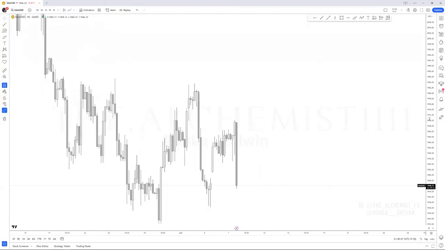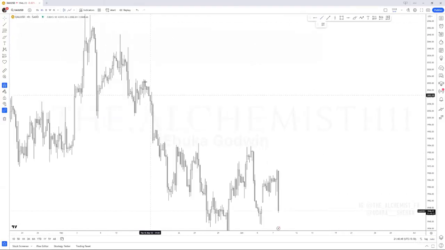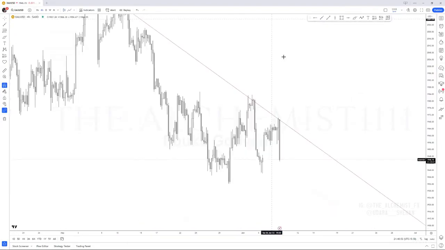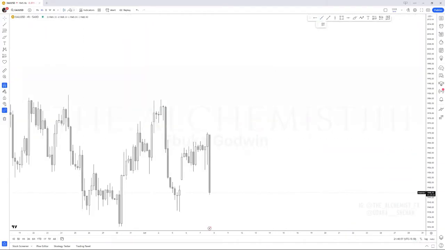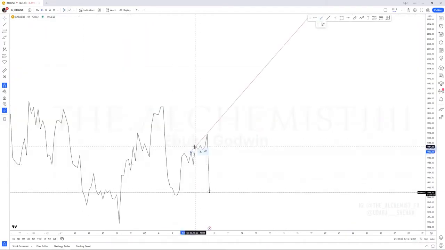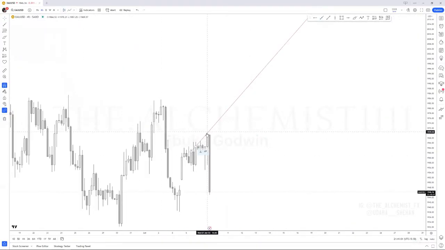Now let's say this trend line wasn't there. I showed you this trend line, right? Let's say it wasn't there. Then I told you your last option would be reversal trend lines, right? I told you your last option could be reversal trend lines.